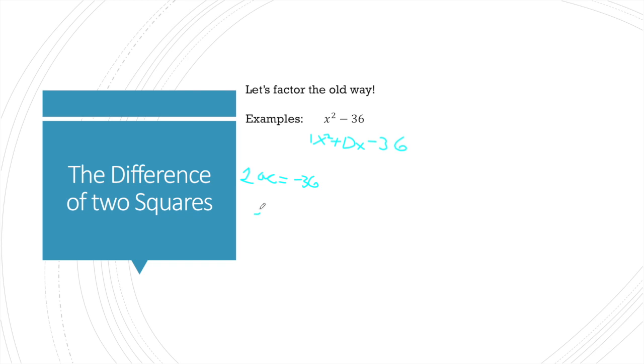So now I'm wondering, okay, what are some factors of negative 36 that add up to 0? We already said 36 was a square, so how about negative 6 times 6? Since my leading coefficient is 1, I can use that shortcut to pull this apart into x minus 6 times x plus 6. So we can still factor the old way, but there is a new shortcut we can learn.